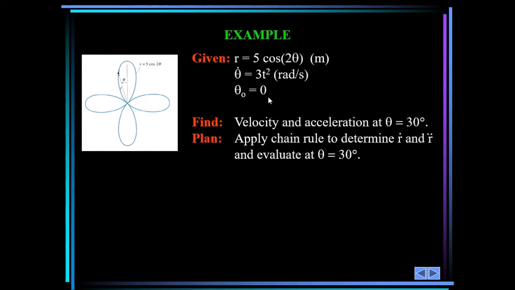Now, what are they asking us to solve for? Well, they want us to find the velocity and the acceleration when this theta term is equal to 30 degrees. They give us a hint for this problem: we're going to apply the chain rule to determine our r dot and our r double dot, and then evaluate at theta equal to 30.